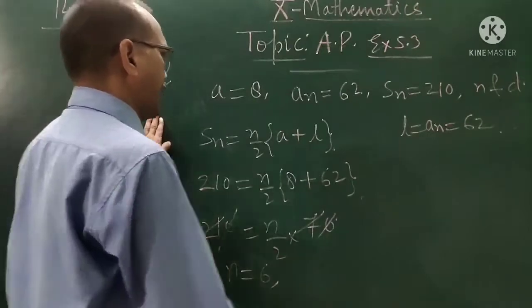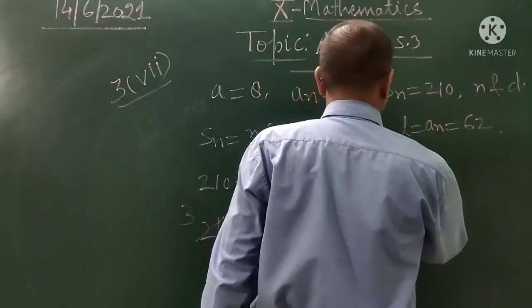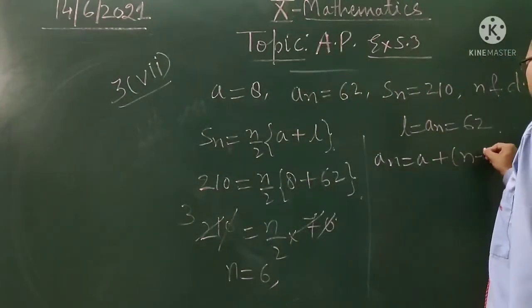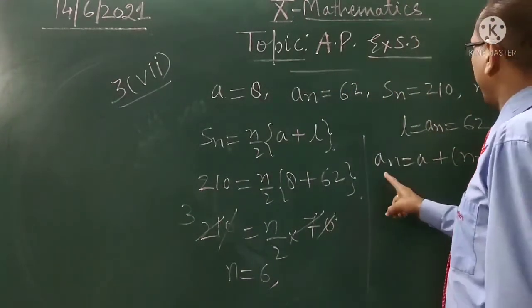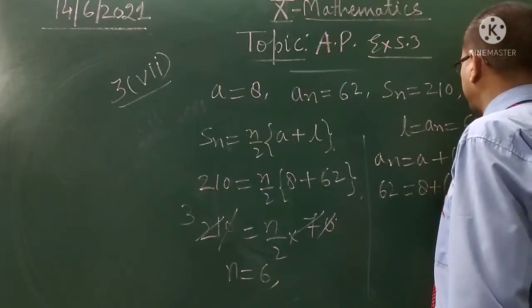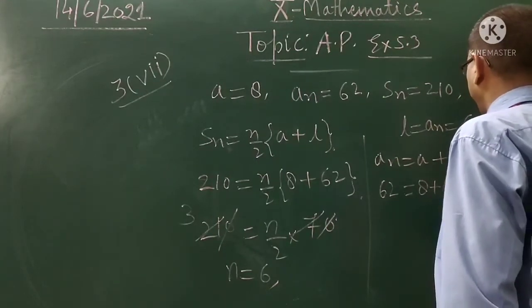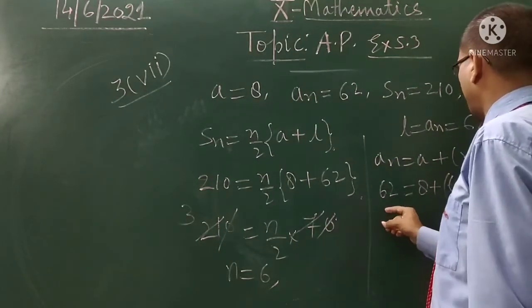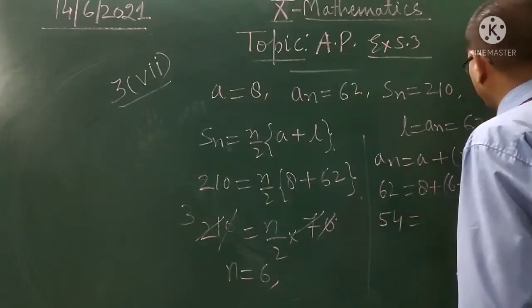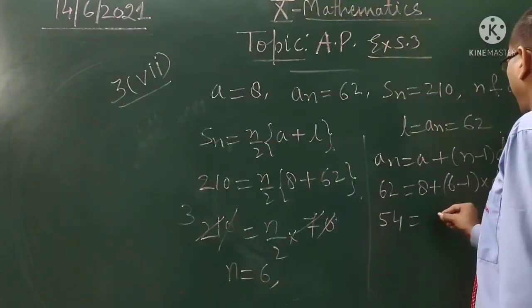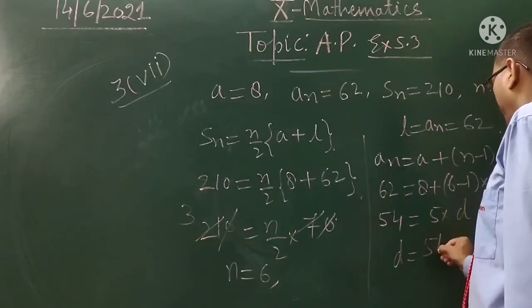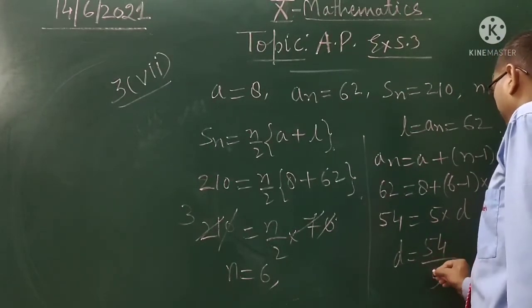Now An equal to A plus n minus 1 into D. An is 62. A equal to 2 plus n is 6 minus 1 into D. It is 54 equal to 5 into D. So D equal to 54 upon 5.